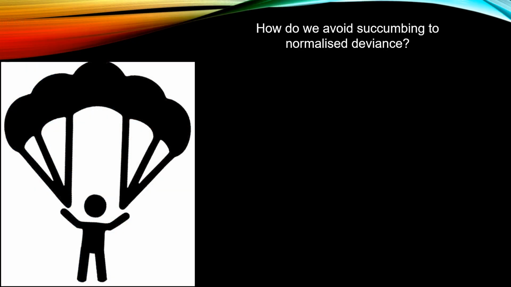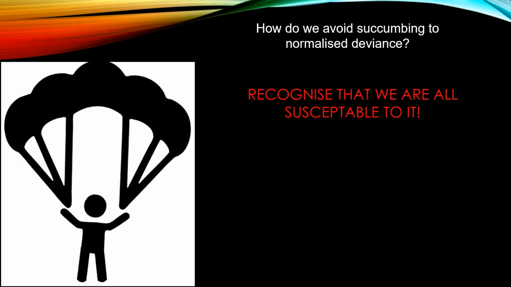All right, so I guess we've spoken enough about normalized deviance that we all know what that is now, right? It's moving away from our own understood baselines of safety and almost deliberately doing so because each time we do so, it hasn't proven catastrophic. So our brains are tricked into thinking that it's safer, even though it clearly isn't. So how do we avoid succumbing to it?